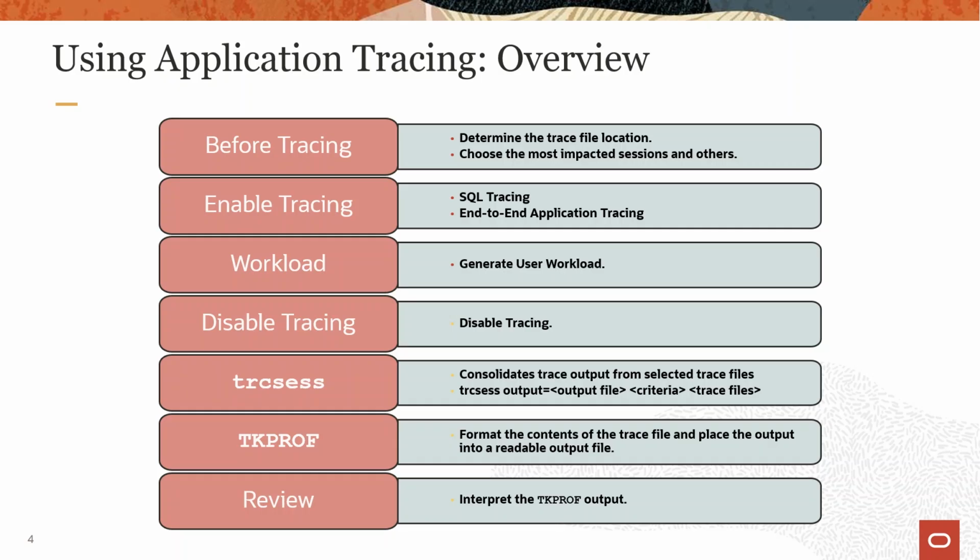Now, whenever you perform tracing, this is going to generate trace files, and via the utility trcsess, you can consolidate trace files into one consolidated trace file. And then you're going to use tkprof in order to format the contents of that trace file and place the output into a readable output file. Once you have done this, you have to take your time to interpret the tkprof output.